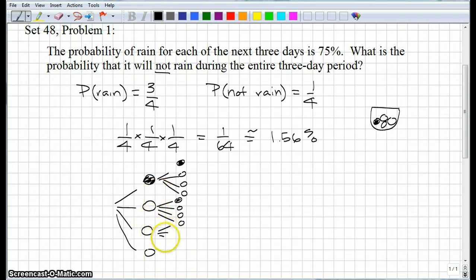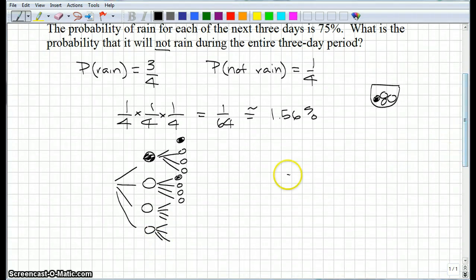Well, I can draw all 4 possibilities. It gets a little tight to draw them all. But you can see just on the first 2 days, we have 4 times 4, so 16 possible outcomes. We could have no rain and no rain, or we could have no rain and then rain. We could have rain and then no rain, and so on. So we have 16 total possibilities, and only one of those is going to give the case where it doesn't rain at all during those 2 days.